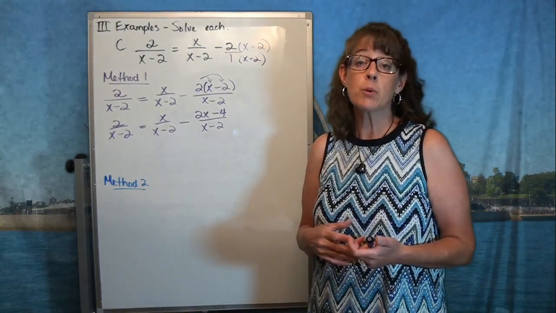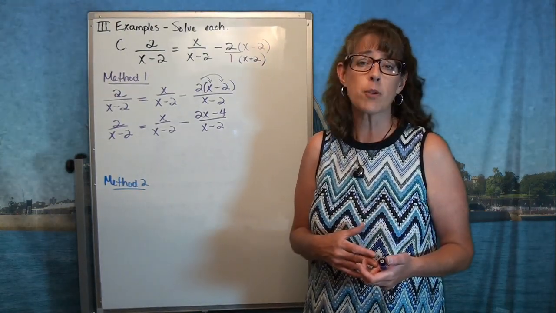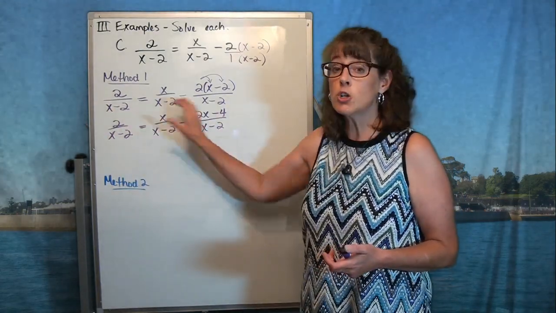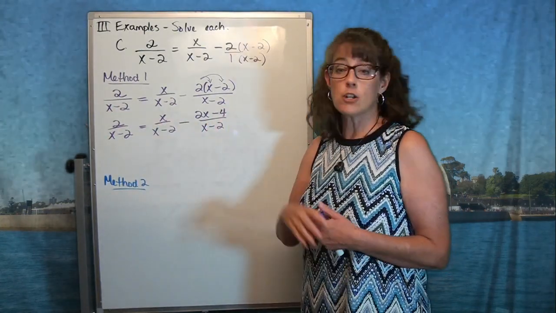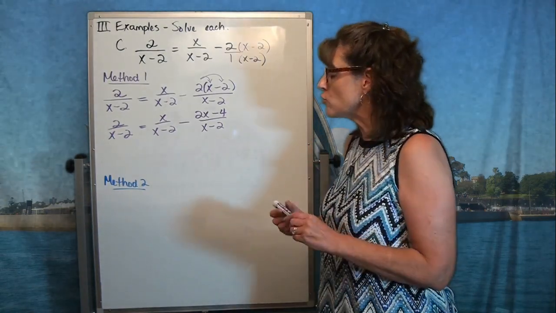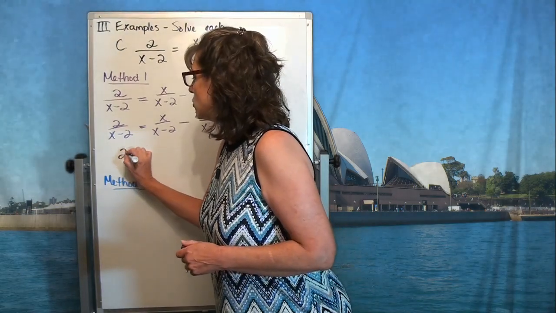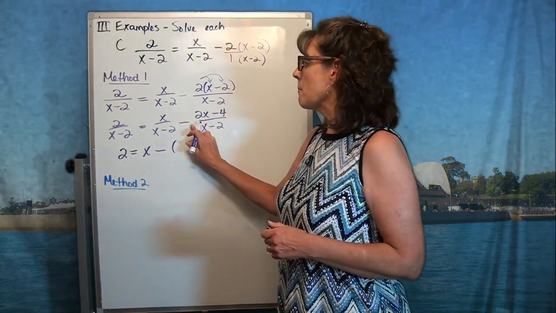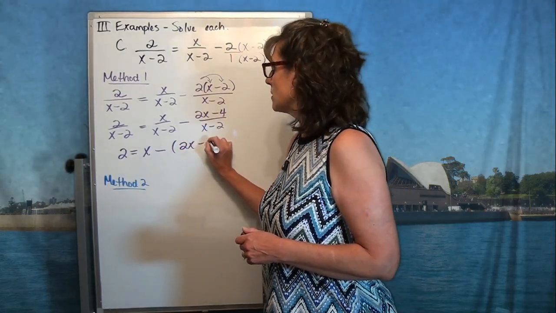And I could have done that in the previous examples. I could have just gone ahead and dropped all those denominators as soon as I hit the point where I had adjusted the numerators. And that does make life a little bit easier. So let's go ahead and drop them. And that'll give me 2 equals x minus, now be careful though, minus a 2x minus 4.